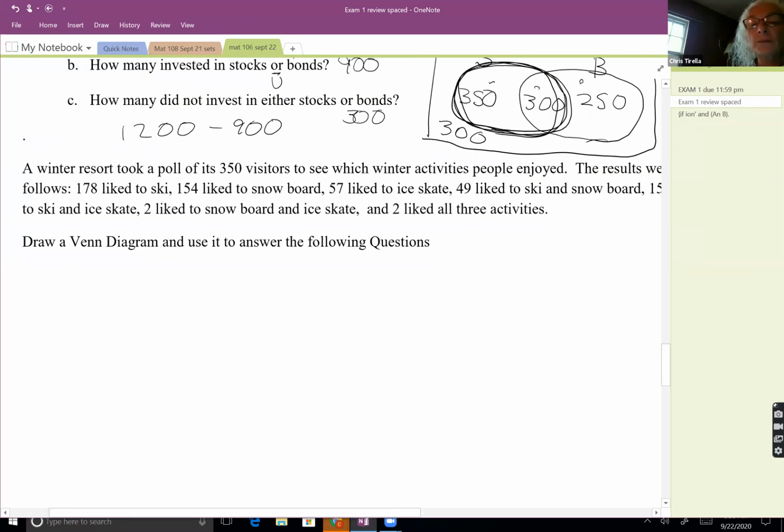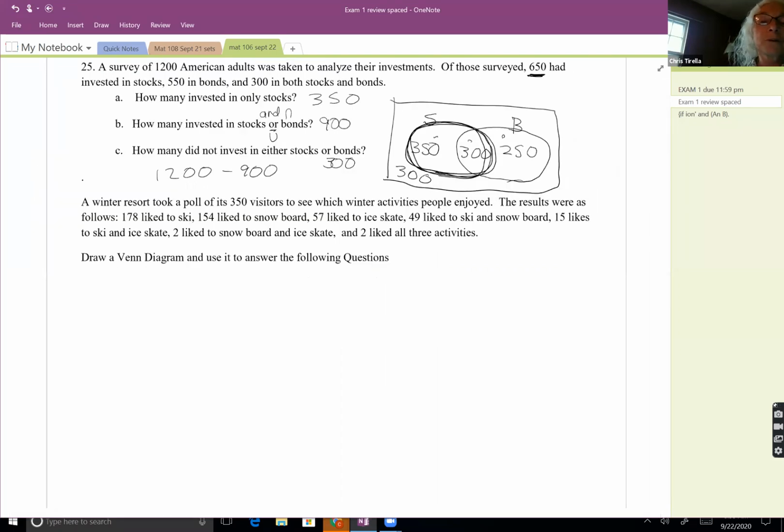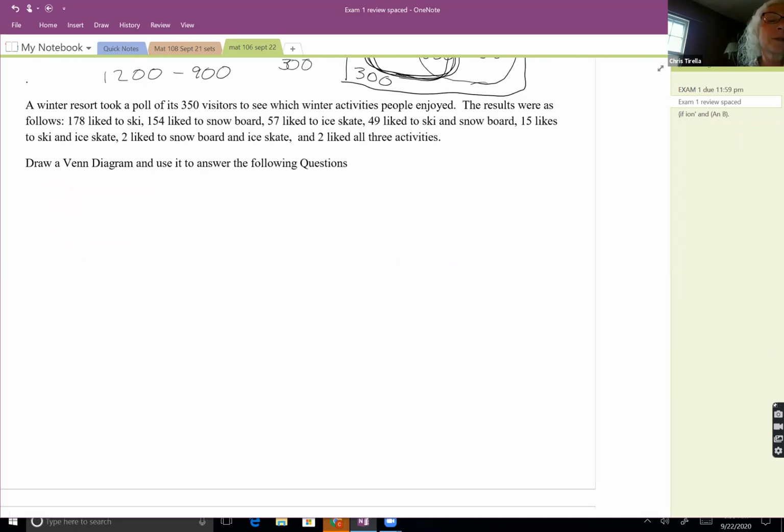So this next one says, winter resort, 350 visitors, to see what they liked. They like to ski, snowboard, ice skate. Some like to ski and snowboard. Some like to ski and ice skate. Some like to snowboard and ice skate. And some like to do all three. Draw a Venn diagram to answer the questions.